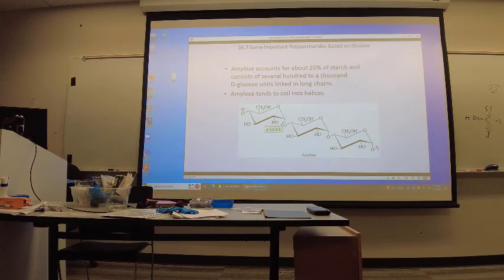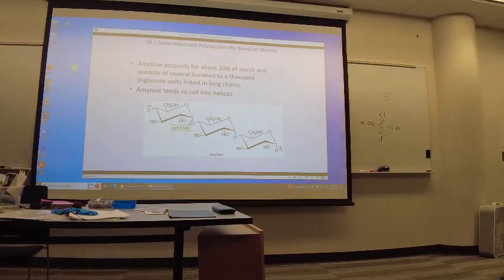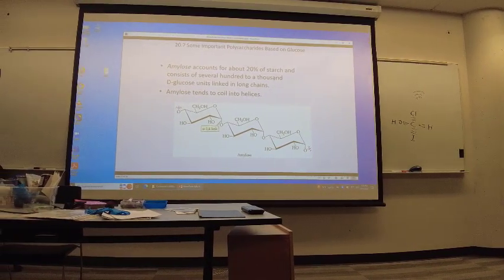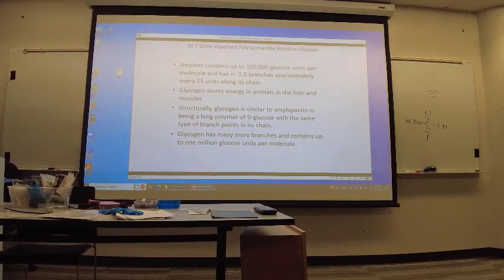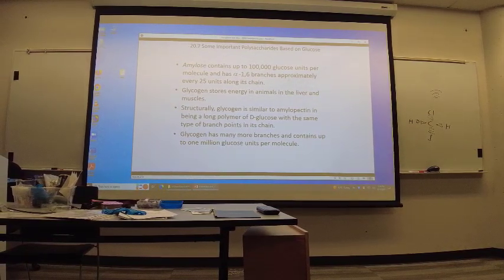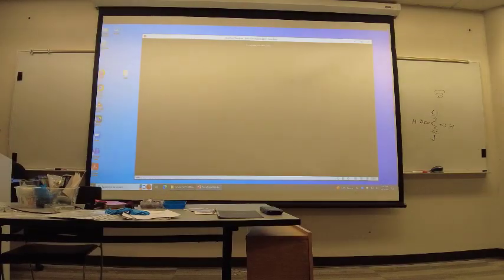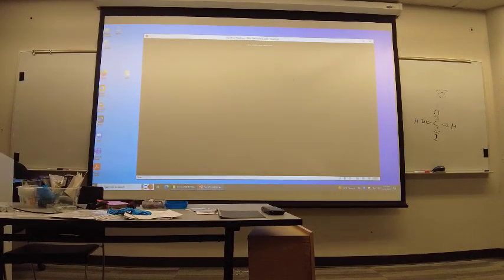Now, amylose accounts for about 20% of the starch, several hundred to 1,000 units, just so you get a sense of how big these starch chains are. And a lot of times this stuff tends to coil into a helix. It's just interesting information, nothing that I necessarily quiz you on, but I'll just leave it at that.